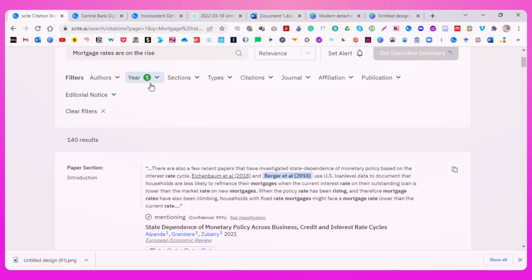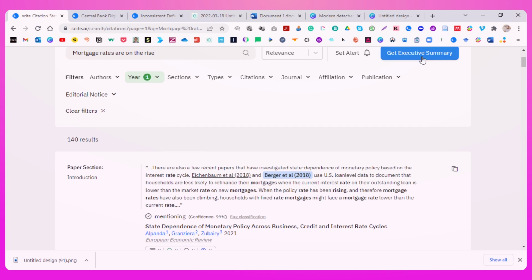Now I have this set to the years 2021 to 2022, so the research has been published within the last year. That way we are getting the most up-to-date information. Usually I like to hold to about the last 5 years.